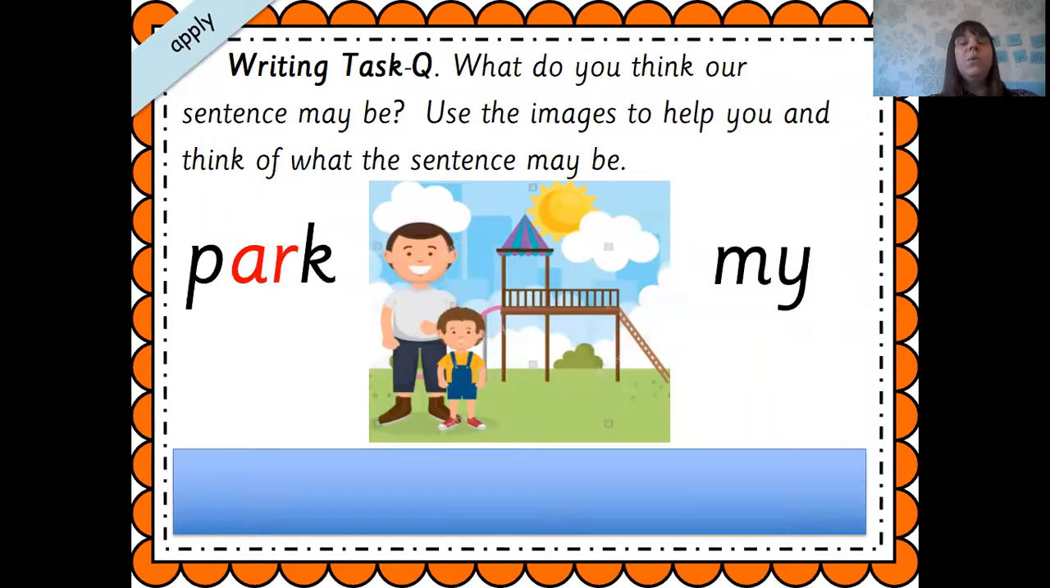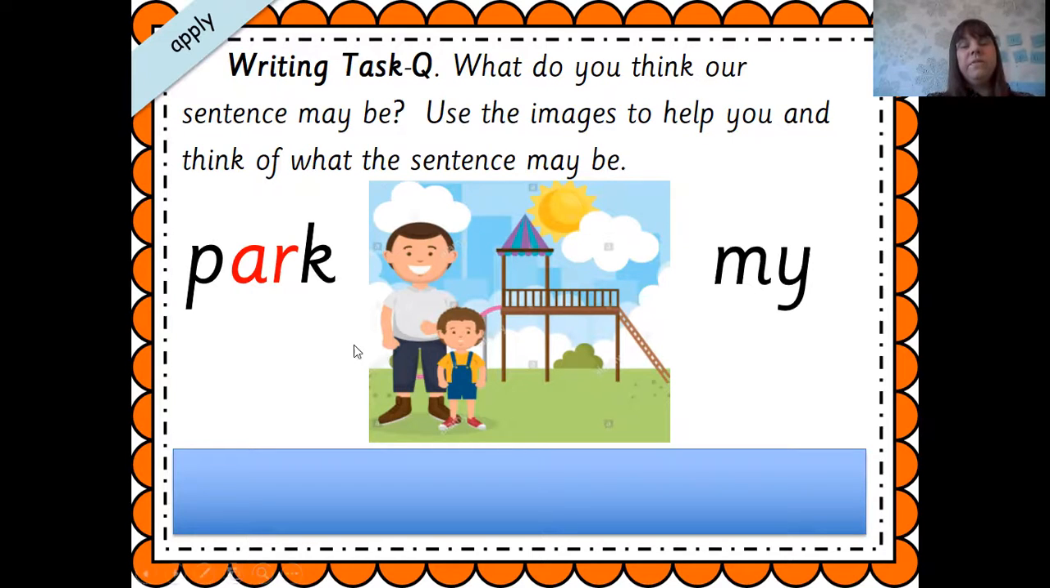Right, we are moving on to our writing task. And as usual, I'd like you to think about what the sentence could be. I've given you a couple of clues there. Obviously, we've got our tricky word my there because that's what we will be working on today. I will have that with me when I'm writing to help me spell the word my. There's another word there, and there's a picture to help you. This word is park.